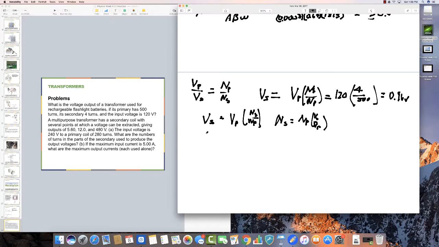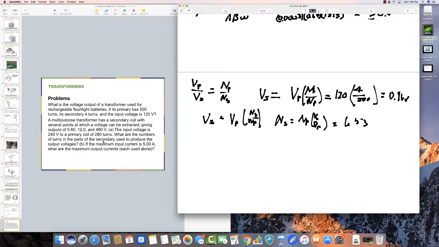So in the first case, it's 5.6, so it's going to be 5.6 over 240 times 280. So Ns in that case, 5.6 divided by 240 is going to be quite a bit smaller. It ends up being 6.53. Well, we'll just say 6 or 7.